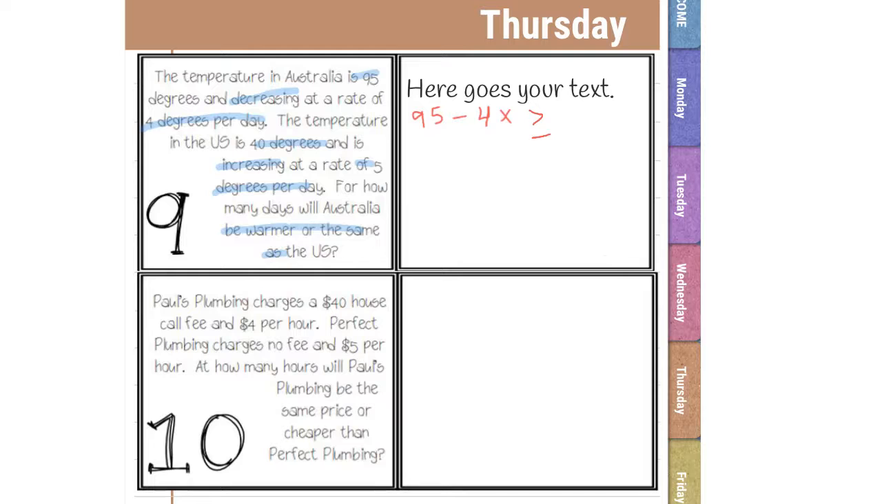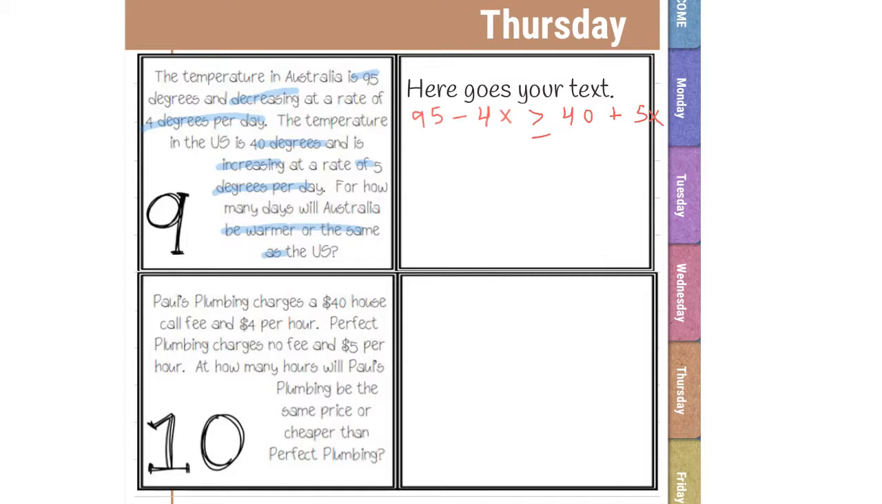Now let's go ahead and do the US temperature. So it is 40 degrees. That's a constant. And it is increasing. So plus at a rate of 5 degrees per day. So 5x because we don't know how many days are going by, right? So now that we have our equation set up, we can go ahead and start solving.